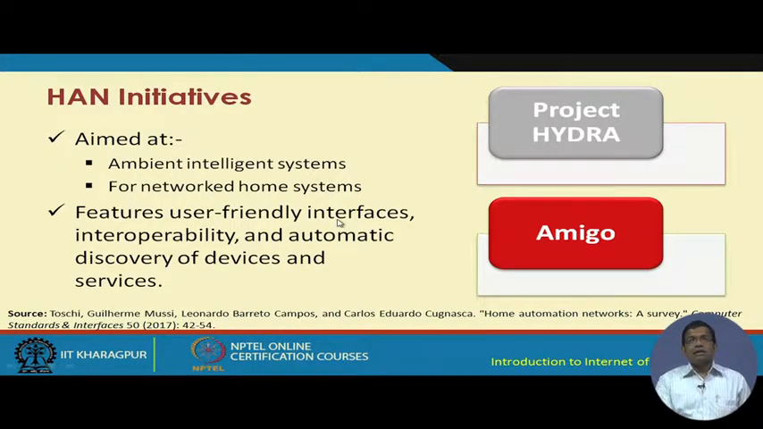And then comes the Amigo initiative, which is aimed at ambient intelligent systems for networked home environments. Amigo features user friendly interfaces. It takes care of interoperability and also the issues of automatic discovery of devices and services, which are very important in IoT environments, particularly when we are talking about home area networks, home users and smart homes.